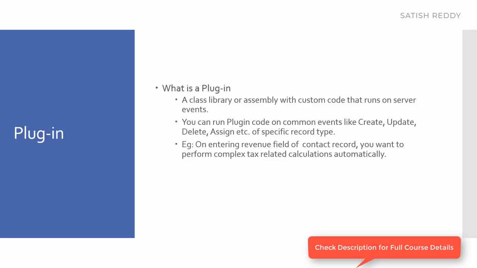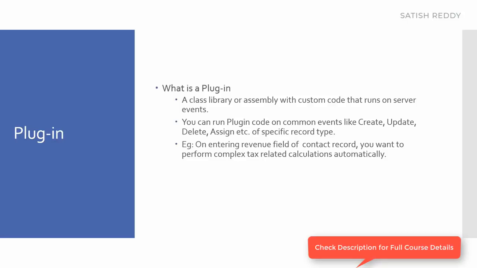So what are the server side events, guys? They are typically creating a record, updating a record, deleting a record, or assigning a record. These are typical examples of events. In Dynamics terminology, an event we also call a message. So message and event are actually the same thing.